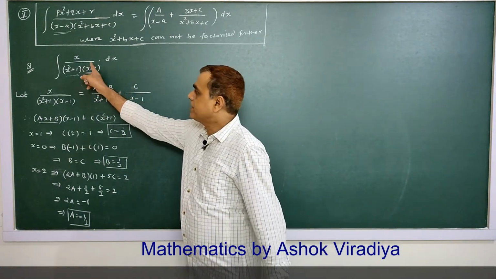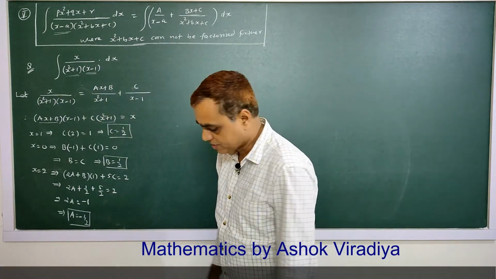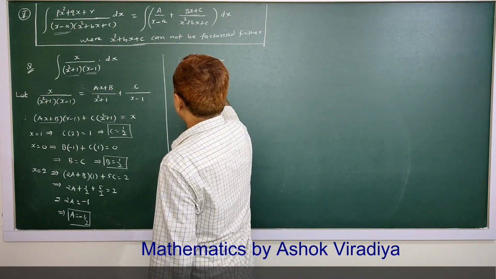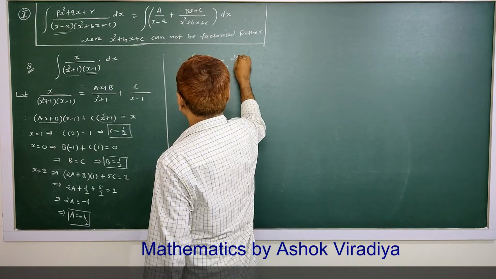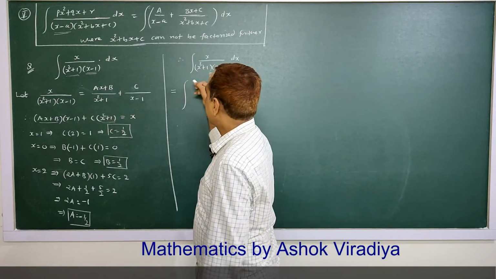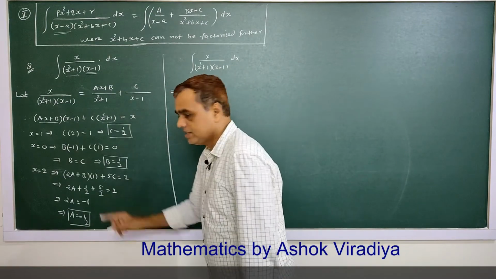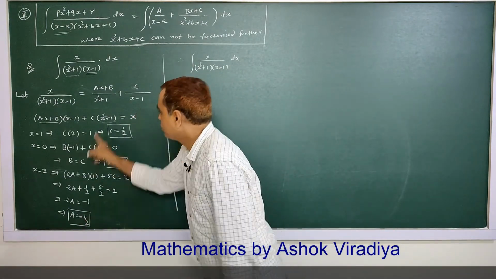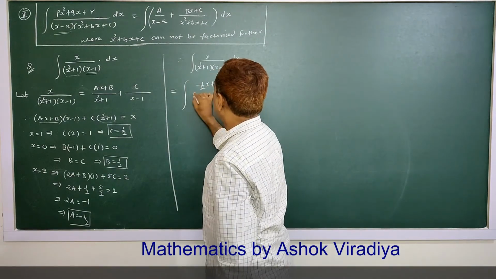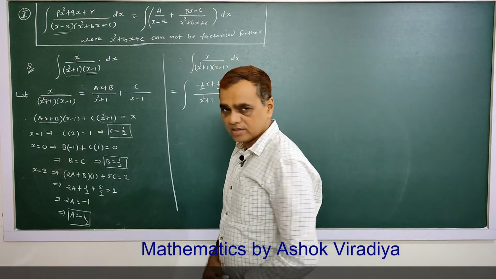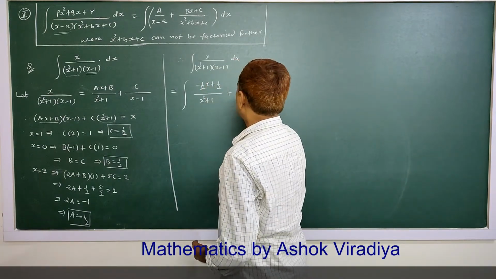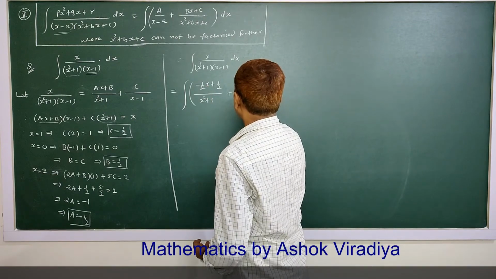So now, replacing this by this sum of partial fractions, the required integral, x upon (x square plus 1) into (x minus 1) dx, is equal to, now we are replacing this expression by this new expression with A, B, C. A is minus 1 by 2, so I keep here minus 1 by 2 x, plus b is 1 by 2, upon x square plus 1, plus c is 1 by 2, upon x minus 1, dx.